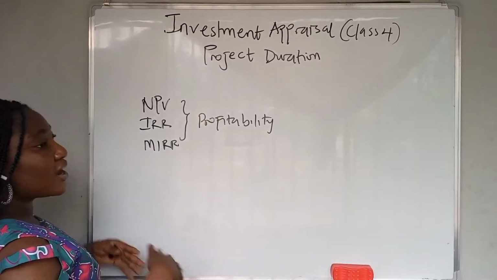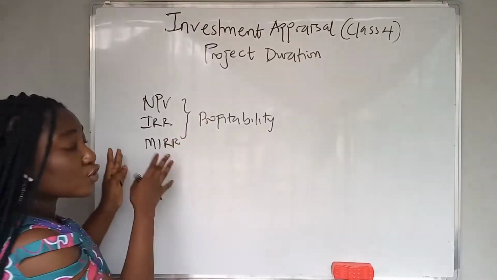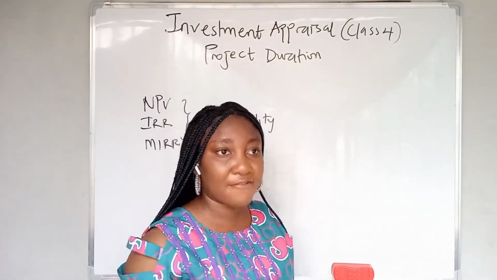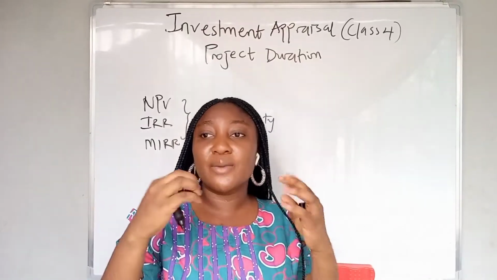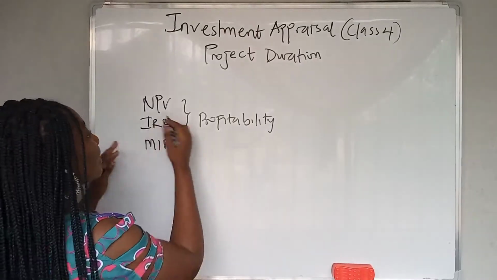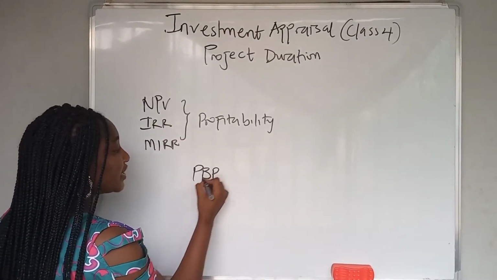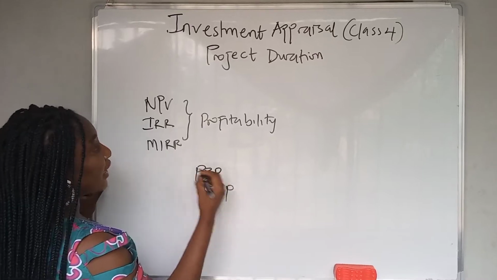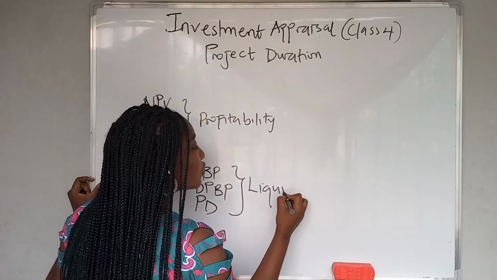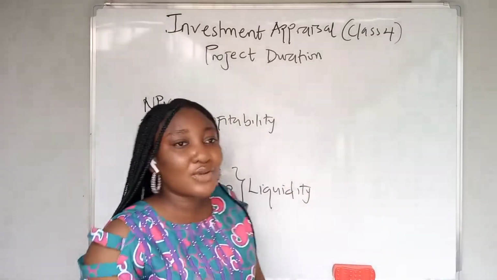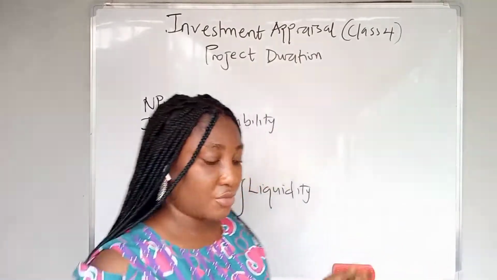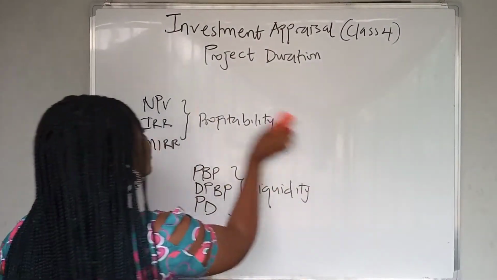At the end of the day, these take into consideration all the cash flows, and they want to know that at the end of the project life, is this project going to end up with a positive outcome or a negative outcome, right? But the other methods, which are the payback period, the discounted payback period, and the project duration, they all look at the liquidity. They want to know how fast can I get the money back. Do I have to wait till the end of the project before recovering the investment? Okay, so that is what it looks at.